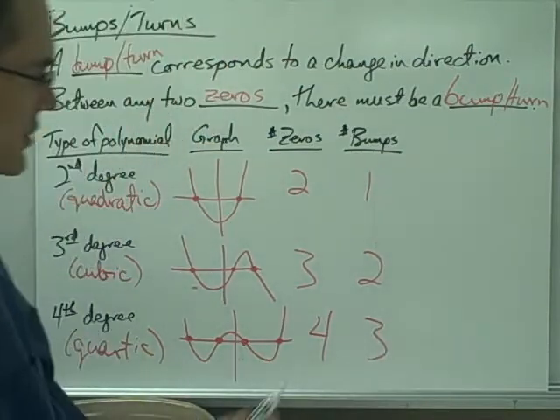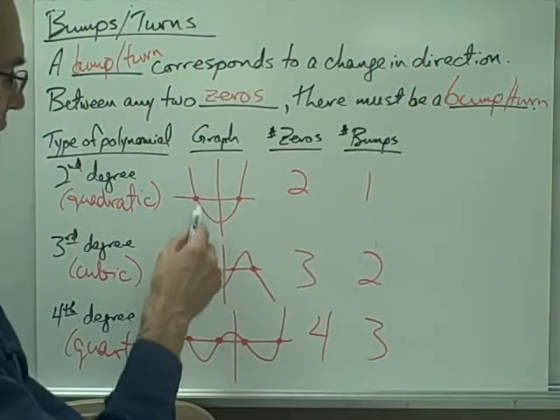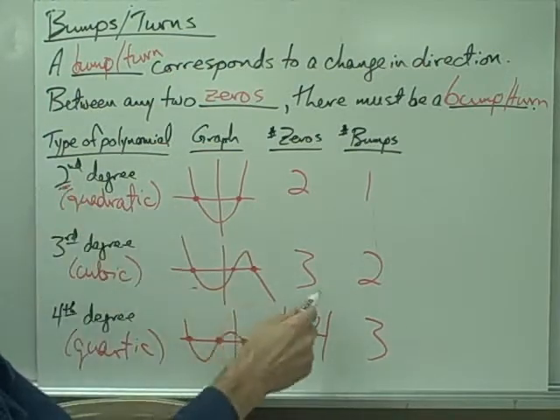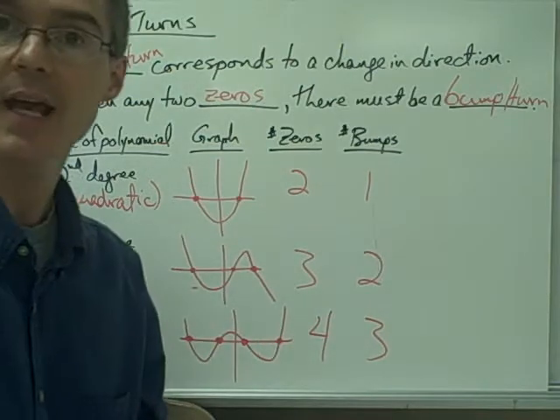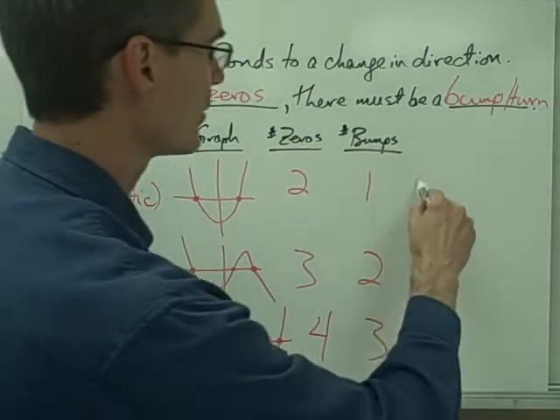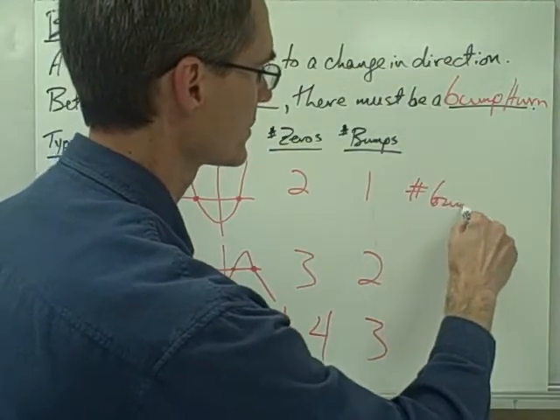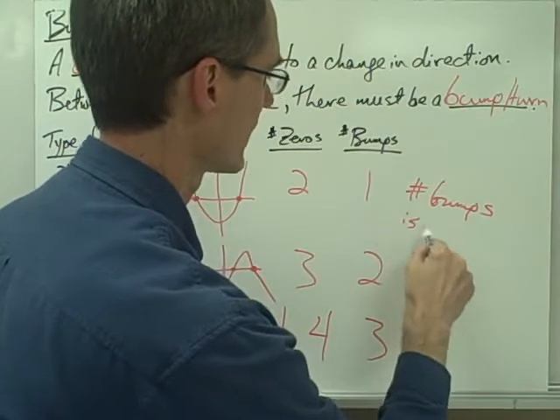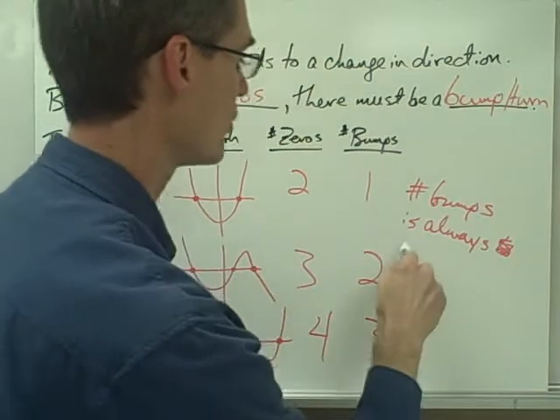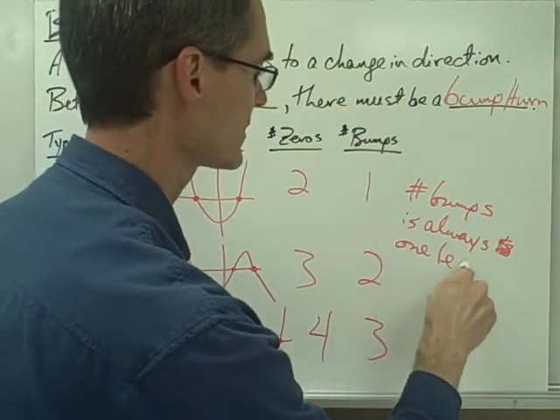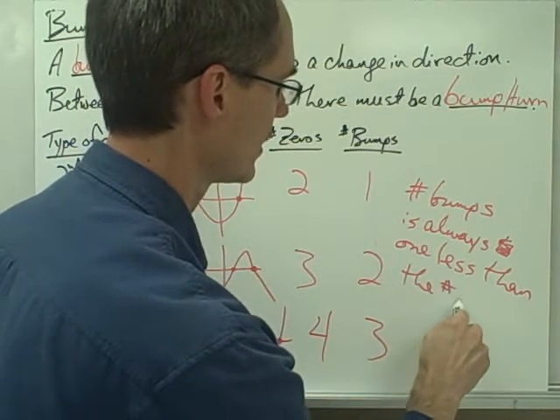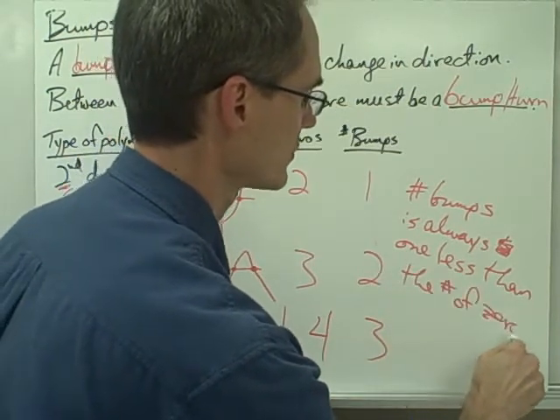3 bumps. So you can see that the number of zeros always corresponds to the degree of the polynomial. 2 zeros for second degree, 3 for third degree, 4 for fourth degree, and so on. And the number of bumps is always 1 less than the number of zeros.